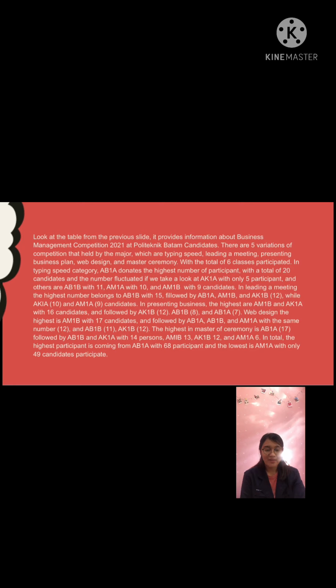And the highest in master of ceremony in AB1A is 17 candidates, followed by AB1B and AK1A with 14%. AM1B 13% and AK1B 12% and AM1A 9%.